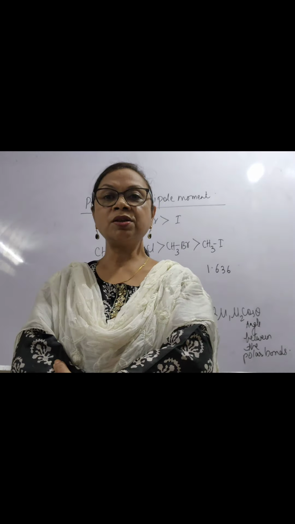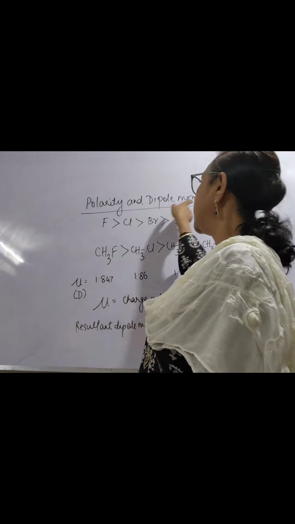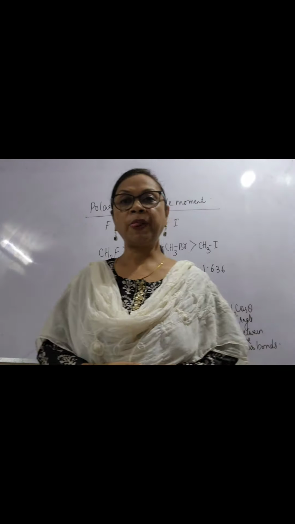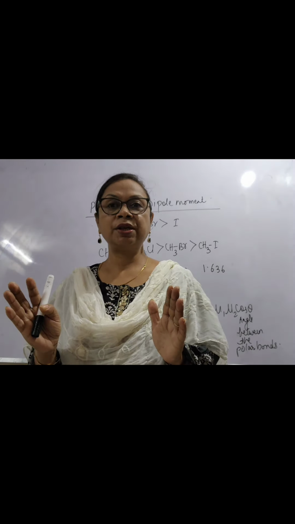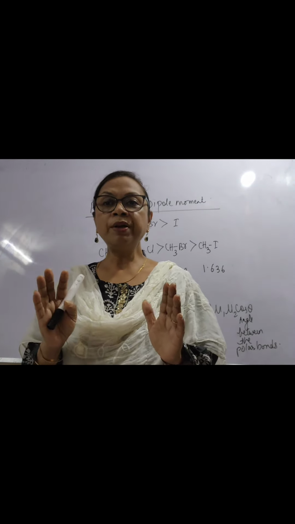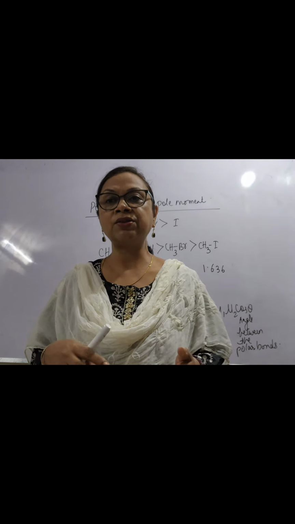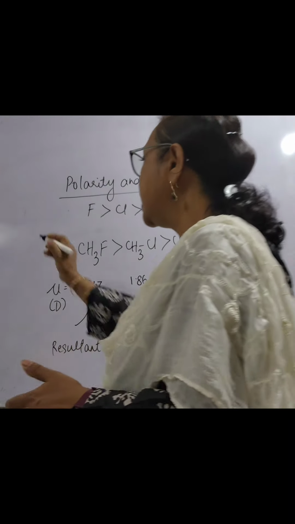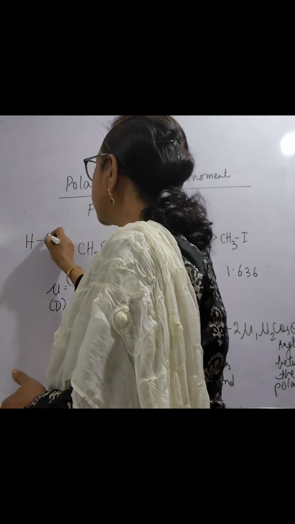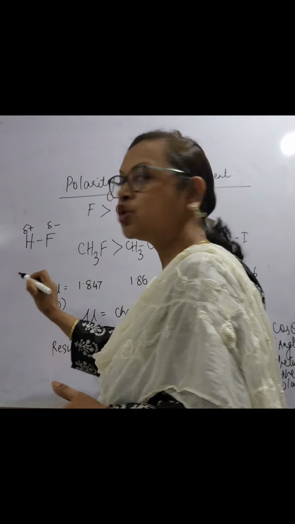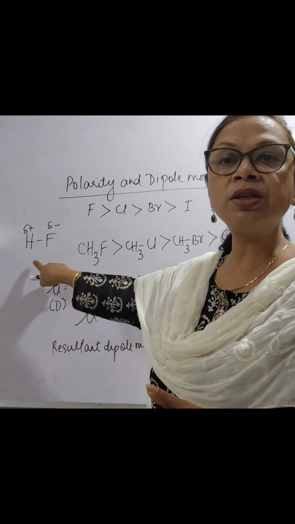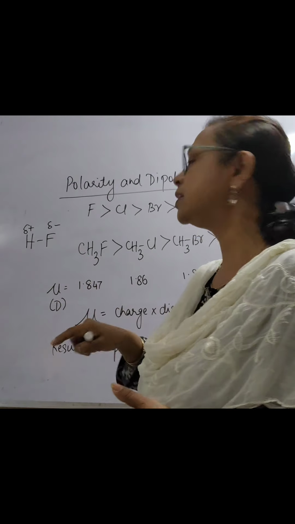Today's topic of discussion is polarity and dipole moment. What is polarity? Polarity is a molecule's separation of electric charge, and dipole moment is a measure of the separation of the electric charge. For example, HF, because of the difference in electronegativity between hydrogen and fluorine, is said to be a polar molecule where hydrogen gets the delta plus and fluorine the delta minus.